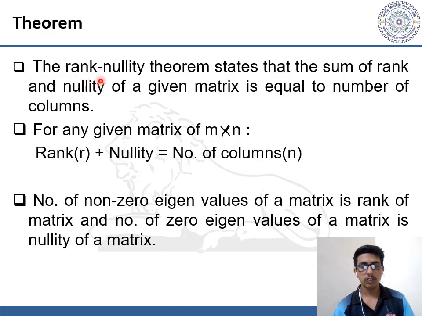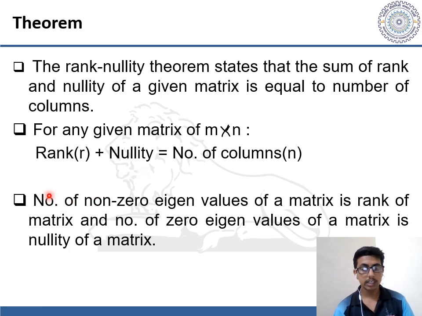The rank nullity theorem states that the sum of rank and nullity of a given matrix is equal to the number of columns. For a given matrix of m cross n, rank is defined as the number of linearly independent rows and nullity is defined as the number of non-zero columns in row reduced echelon form, and clearly their sum is equal to the total number of columns in that matrix.